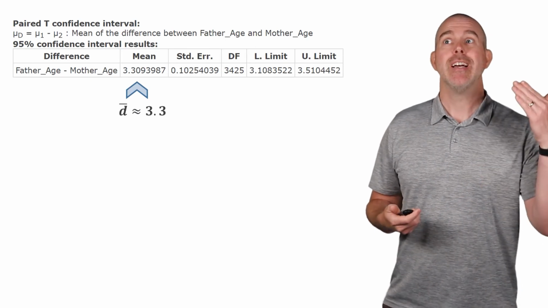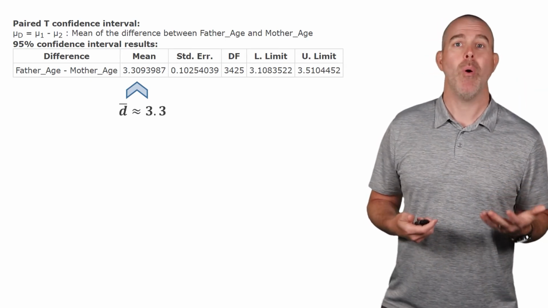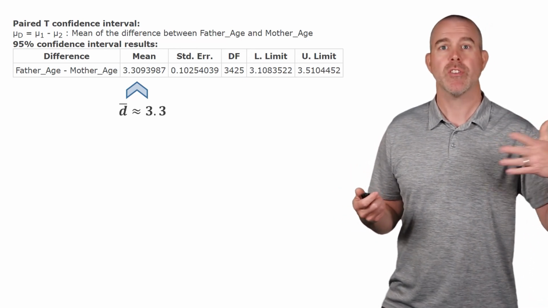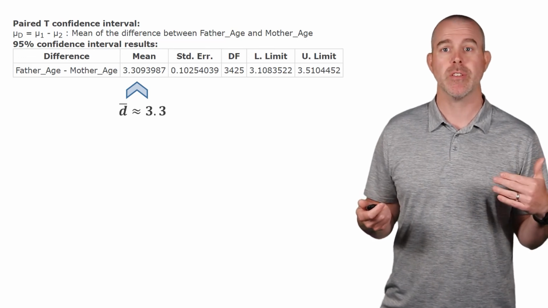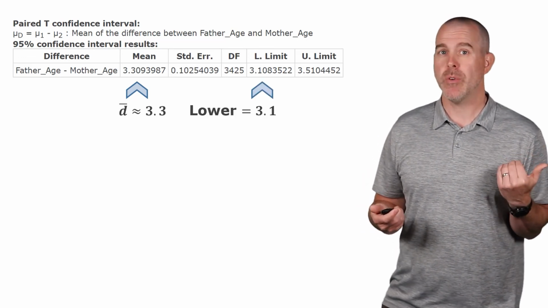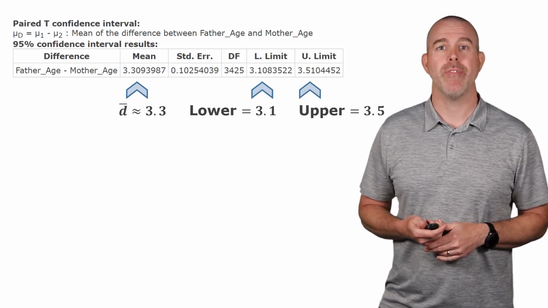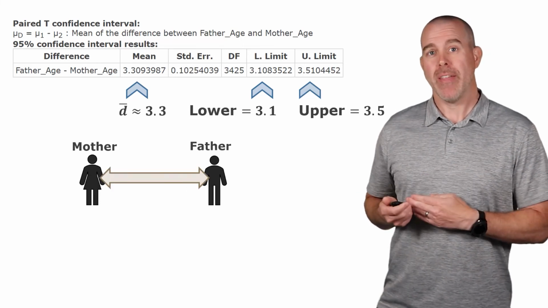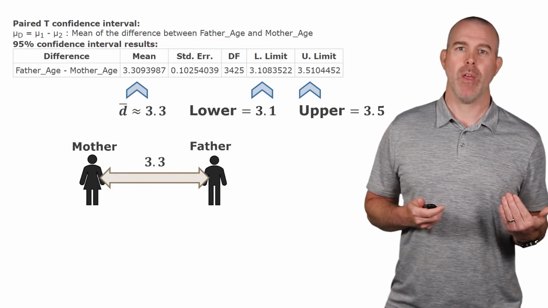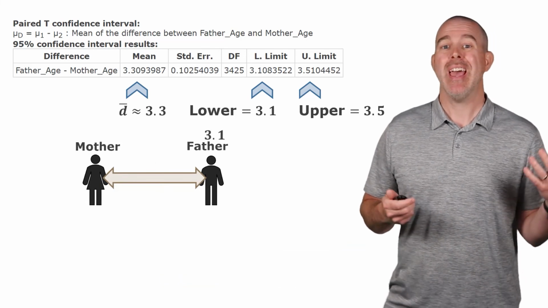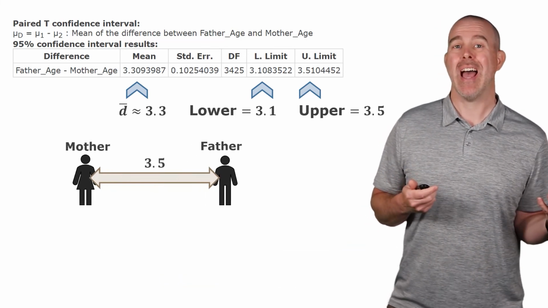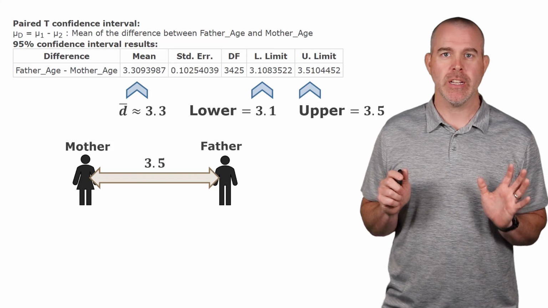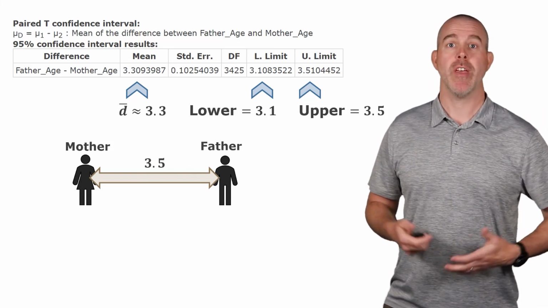And here's the output. So we have a mean difference, d bar, of 3.3. So on average, the difference between father's and mother's age is 3.3 years. So on average, fathers were 3.3 years older than mothers. For the confidence interval, it could be as low as 3.1 or as high as 3.5. So again, we have to care about the order. We actually think the father is older than the mother. It's 3.3 on average, but it could be as little as 3.1 or as high as 3.5. Either way, fathers on average are clearly older than mothers for these children of immigrants.